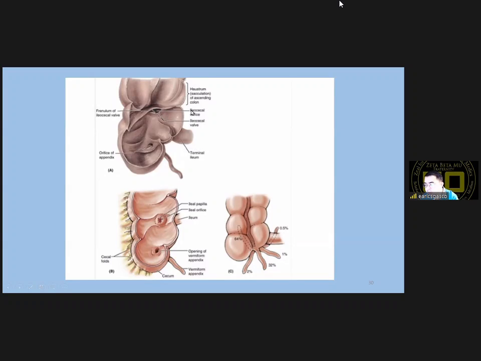Again, these are the different positions of the distal part of the appendix. It's behind the cecum 64% of the time, and pelvic 32% of the time.